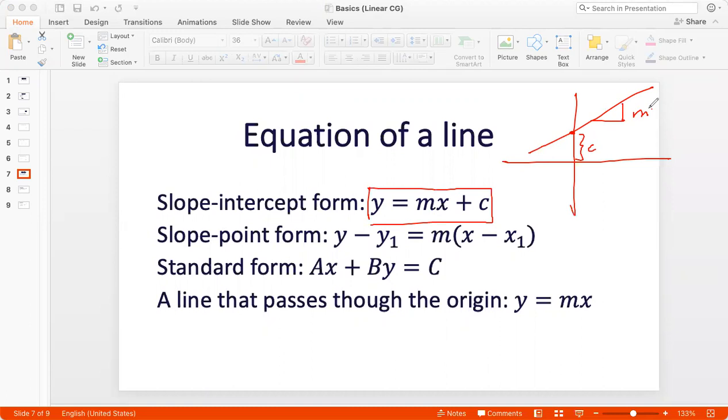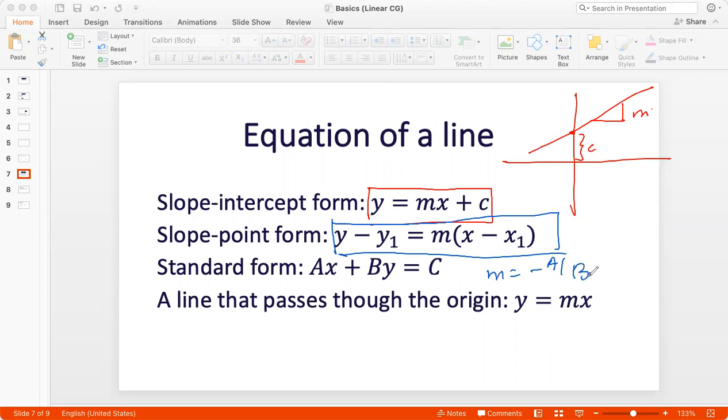Another popular equation is the slope point form, where we are given the slope of the line and a point x1, y1 on the line. In that case, the equation becomes y minus y1 is m times x minus x1, right? Which is to say that y1 and x1 are the coordinates of the point and m is the slope. In general, the standard form of the line is given by ax plus by is equal to c. And when it is given in this standard form, the slope is minus a by b.